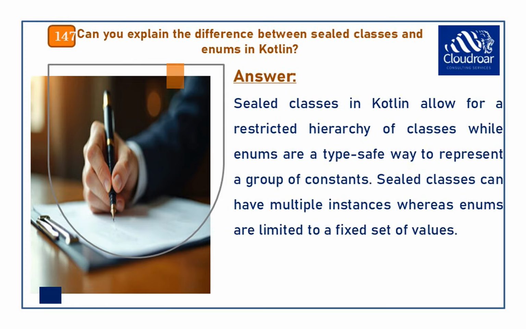Question 147. Can you explain the difference between sealed classes and enums in Kotlin? Sealed classes in Kotlin allow for a restricted hierarchy of classes, while enums are a type-safe way to represent a group of constants. Sealed classes can have multiple instances, whereas enums are limited to a fixed set of values.